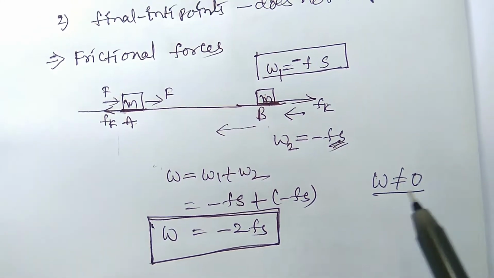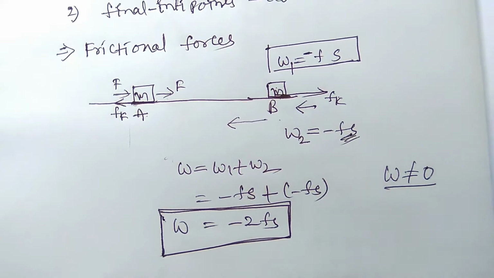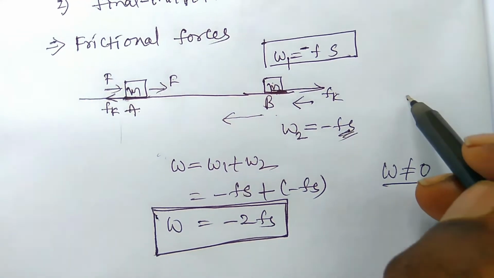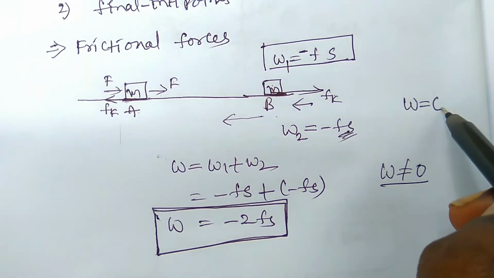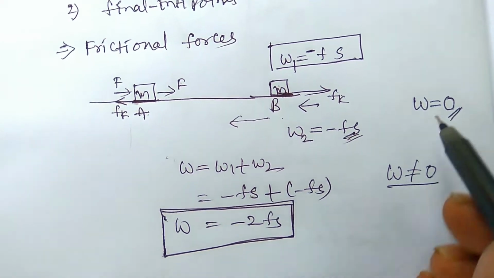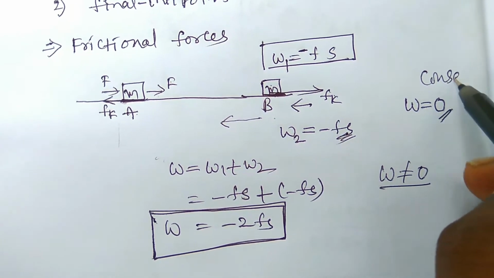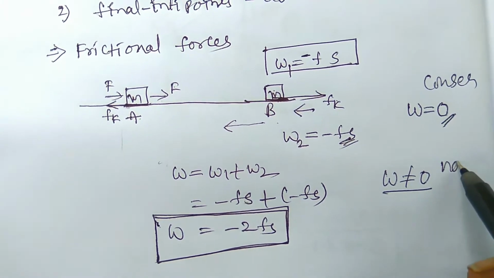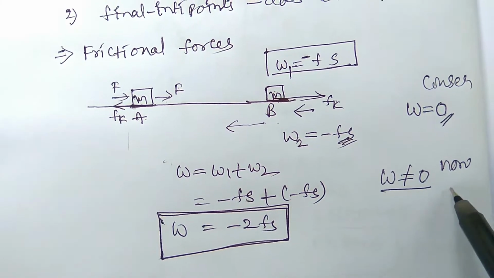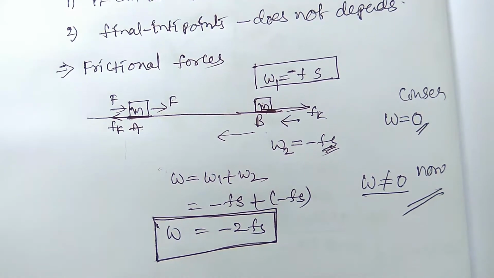But in the case of conservative forces, if the final and initial positions are equal, then the work done is equal to 0. So this is the conservative force, and this is the non-conservative force. Right? You have to remember this.